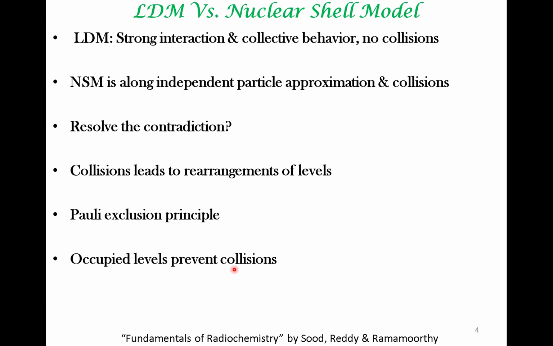Only towards the edge of occupancy or towards the outer levels, there can be vacancies, right? So these collisions might be important at the higher levels, but in the inner levels, the collisions might not be the operational mechanism for rearrangement of levels. So if there are questions, we can discuss this in the class, but this feature of Pauli's exclusion principle is very, very critical for the suppression of collisions.